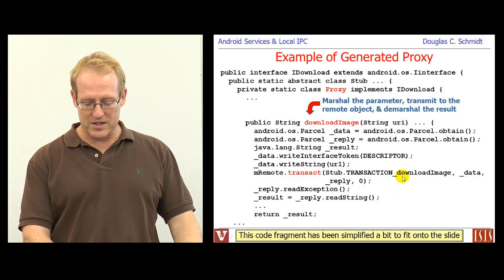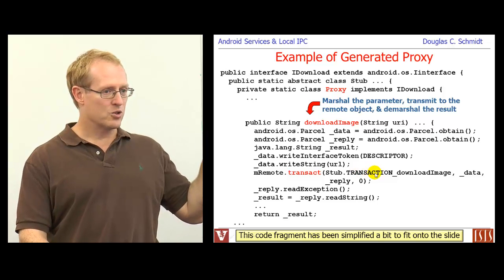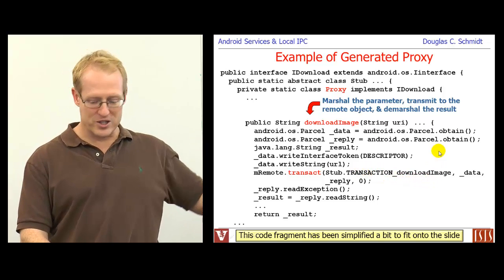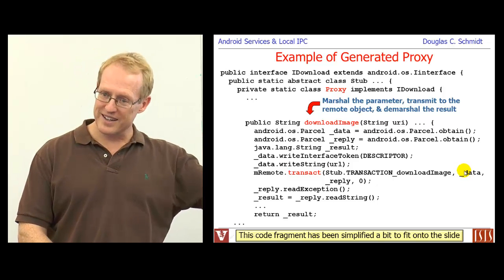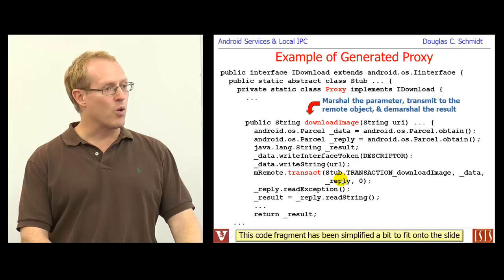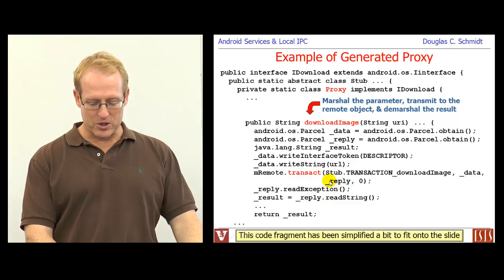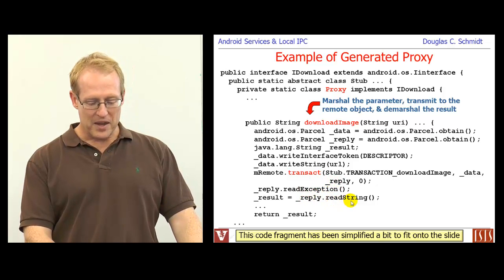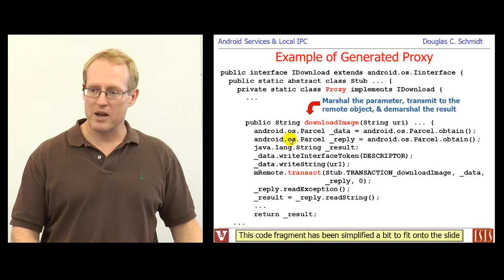And what transact does is it says, here's the operation that I want performed. I want to do the transaction download image operation. And here's the data it should work on, which in this case is the string containing the URI. And here's where I want you to put the reply. And we'll see what happens in a second in that method. And then when it's done, when this thing returns, we take the reply and we copy its result as a string into underscore result. And that's what we return as the return value from that particular method.